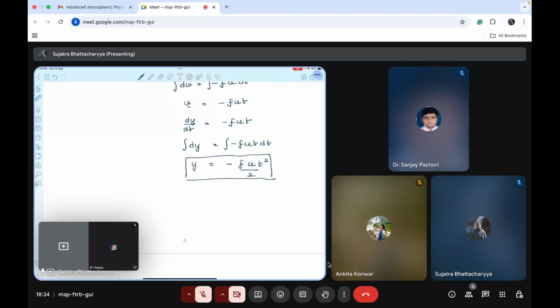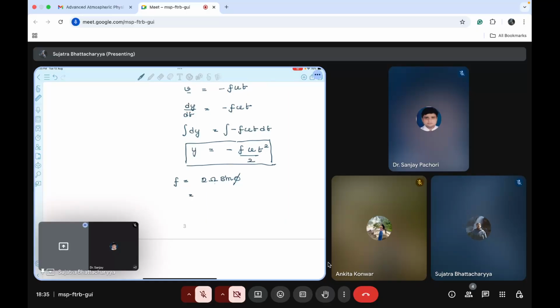Now what is f? f is the Coriolis parameter, which is 2 omega sine phi. Here comes the dependence on the latitude. Omega we have derived. So 2 into 7.29 into 10 to the power minus 5 radians per second into sine of 43. This is what your f is.